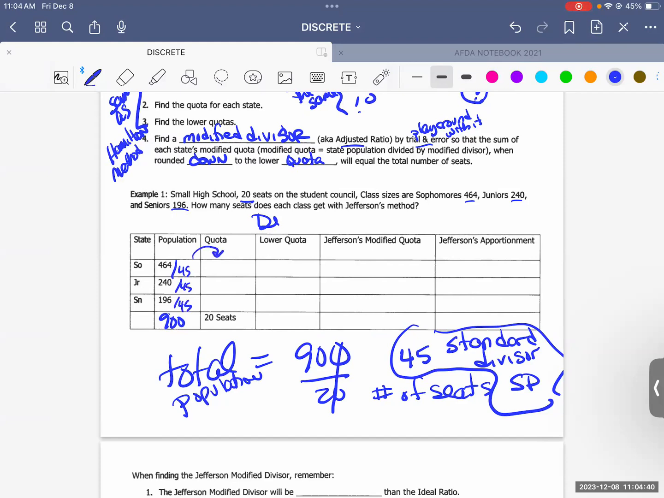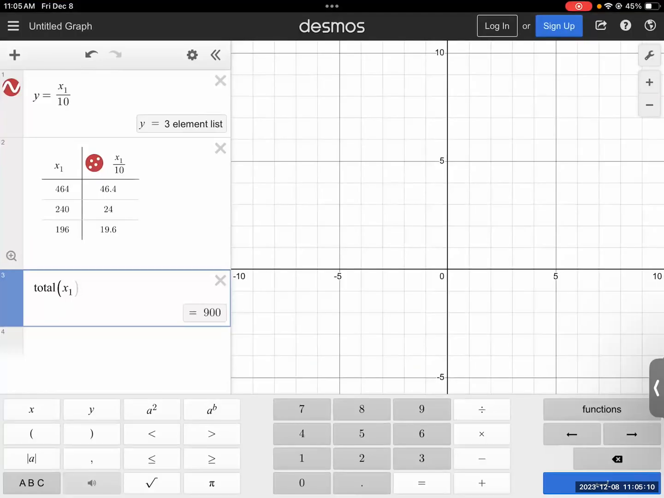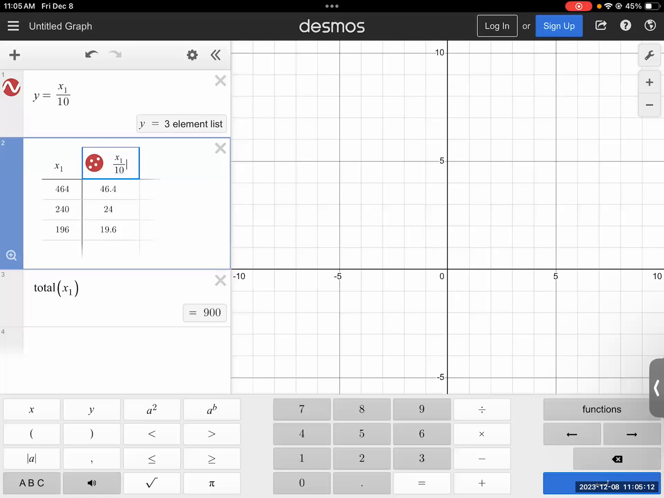But what you want to do on Desmos is type under X1, y equals X1 divided by 45. And it'll do it all for you. Okay, and it'll give you your quotas. It'll divide it all for you so you don't have to keep punching buttons and accidentally mistype something. And it'll be sitting there on Desmos. So if your answer is wrong, if you get incorrect, you can go back and see if you screwed something up typing the numbers in.